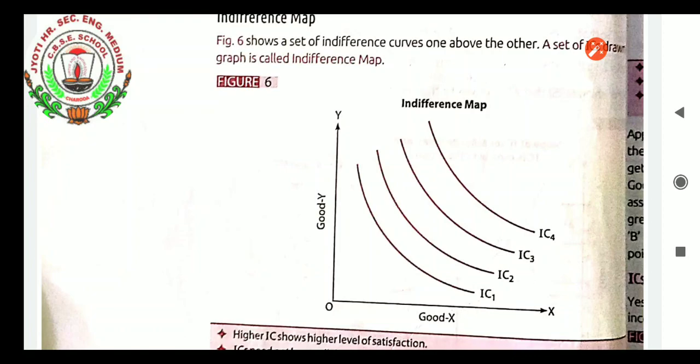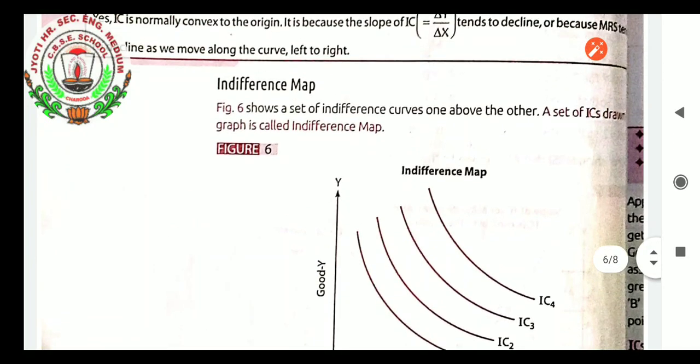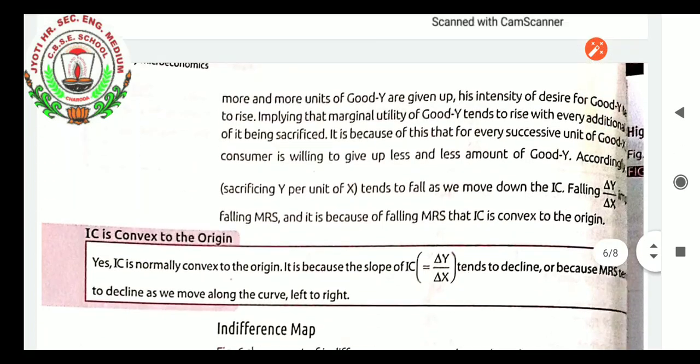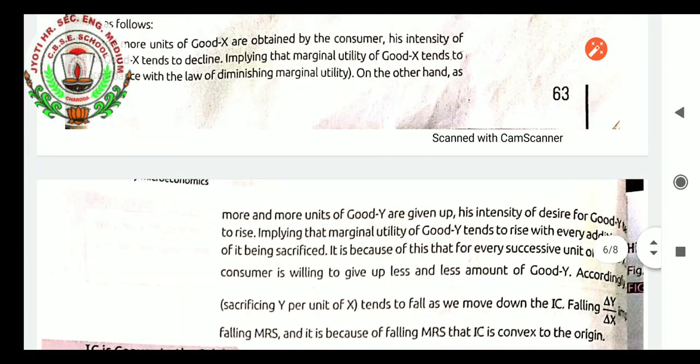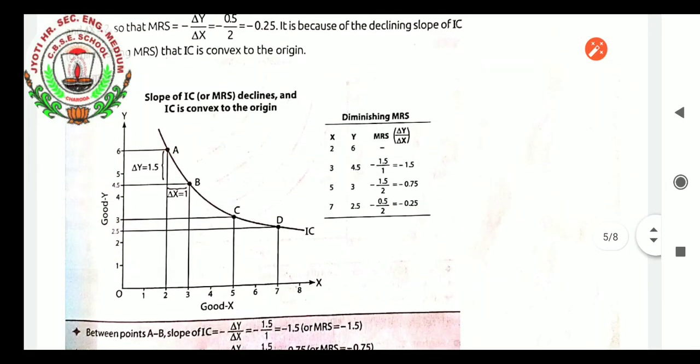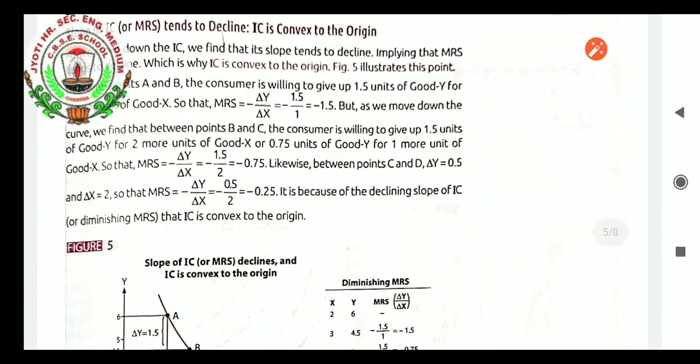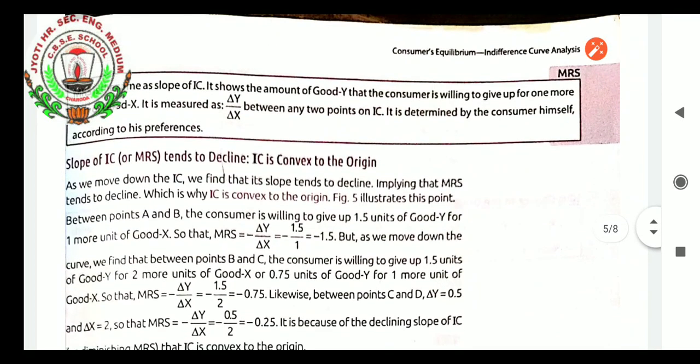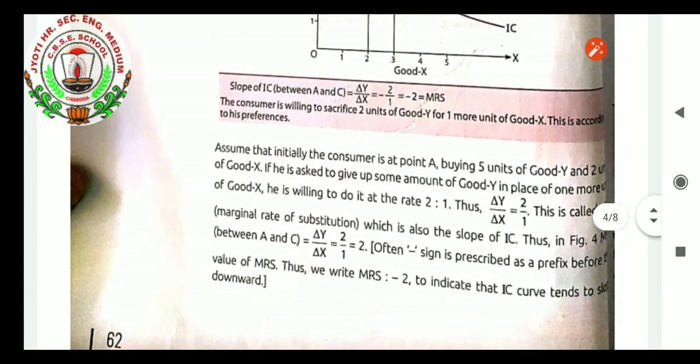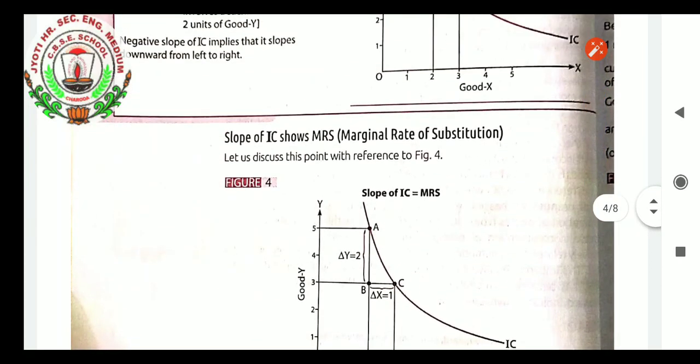Today we will learn the further part of the chapter, that is indifference map. Before that, I want to explain some of the topics more clearly to you. That is IC. We were drawing this part of the chapter. The slope of IC, or MRS, tends to decline, that is, IC is convex to the origin. That point we have to explain. And before that, we had completed that the slope of IC shows MRS, the marginal rate of substitution.